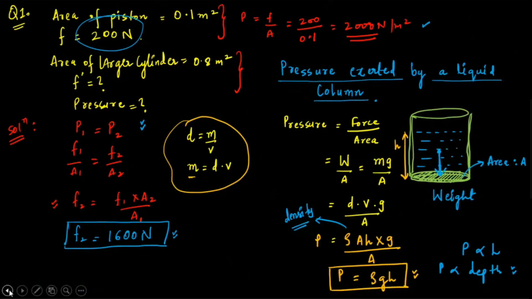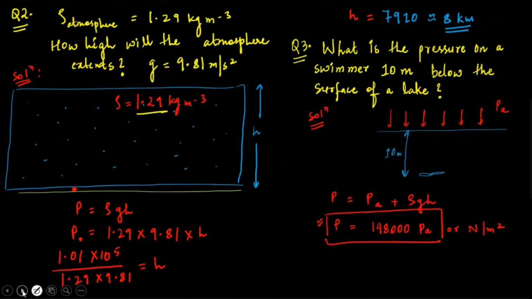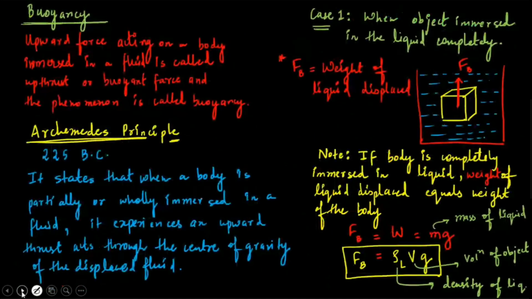So in the last class, we talked about pressure exerted by a liquid column and we came upon a formula, which is rho gh, where rho is the density, g is the acceleration due to gravity, and h is the depth of the liquid column. We described a few principles like the hydrostatic paradox. We talked about how pressure will change if the container is open or closed. Based upon those things, we understood how to calculate pressure. Then we did some numericals based upon that.